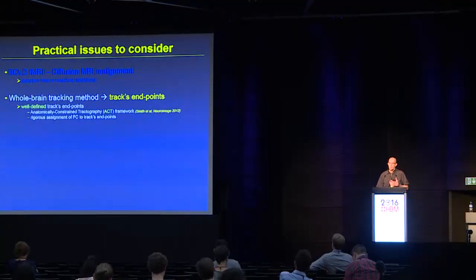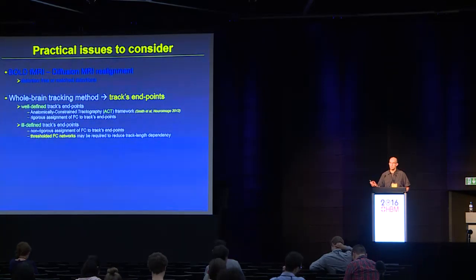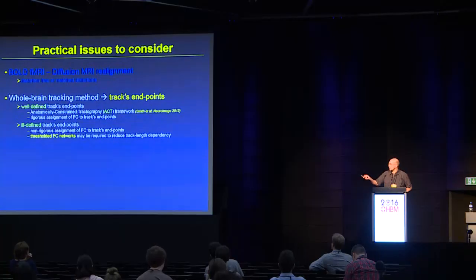So in the situation when you have well-defined endpoints, using either ACT or some other method to deal with this, you can do a very rigorous assignment of the functional connectivity to the pathways, and then you can use the endpoints. And that's, for example, what we use in the method I've been showing you. However, if you don't use this approach, and that was what happened in our earlier data that I showed for the track-weighted functional connectivity at the beginning, we didn't have ACT at the time. The endpoints are not very well defined, so you can't use that assignment.